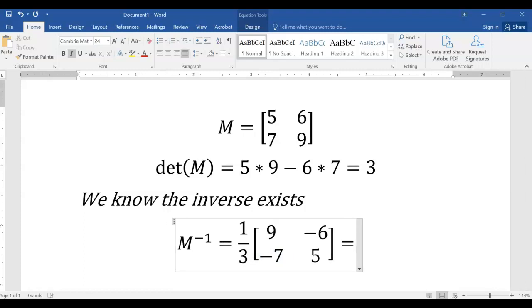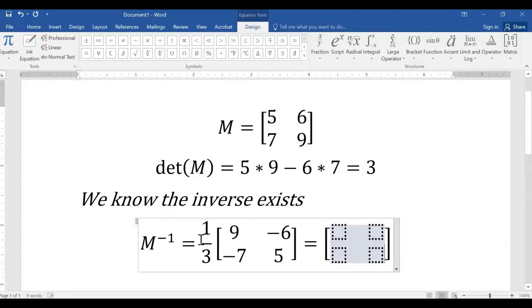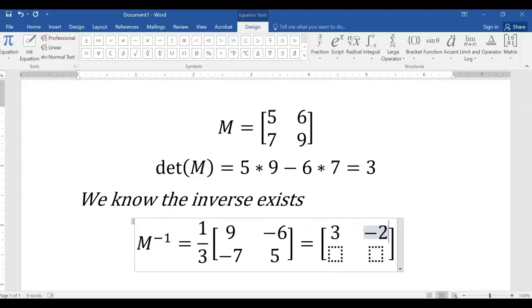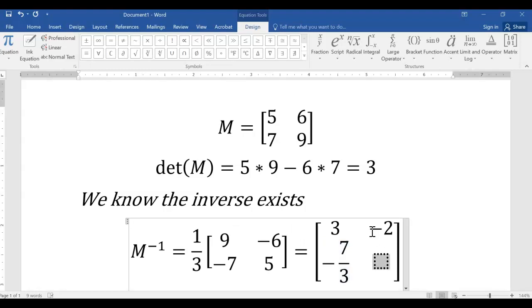Now, if you wanted to, you can actually multiply the scalar of 1/3 times everything, and you'll find that the inverse of the matrix could have also been written, well, 9 times 1/3 is 3. Negative 6 times 1/3 is negative 2. Negative 7 times 1/3 is negative 7/3, I guess. And then 5 times 1/3 is going to be 5/3. That is about the best way I can write that. So this here is the inverse of that matrix there, using what we know about 2 by 2 determinants and the determinant's connection to the inverse.